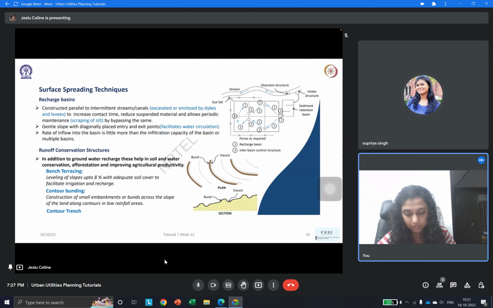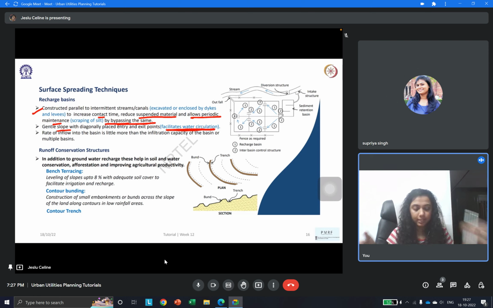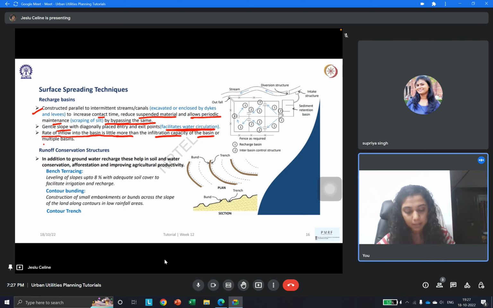These are constructed parallel to intermittent streams. And why? To increase contact time, reduce suspended material, and allow periodic maintenance by bypassing. That is why we construct them parallel to the intermittent streams. Then we need a gentle slope which facilitates water circulation. As we were discussing, if there's no slope, then the circulation, entry and exit will not happen. And the rate of inflow into the basin is a little more than the infiltration capacity of the basin or multiple basins.